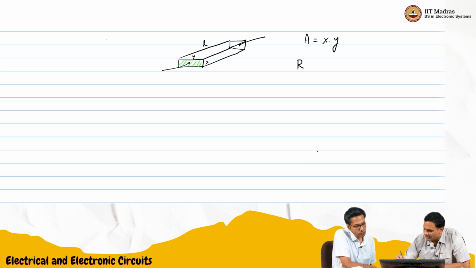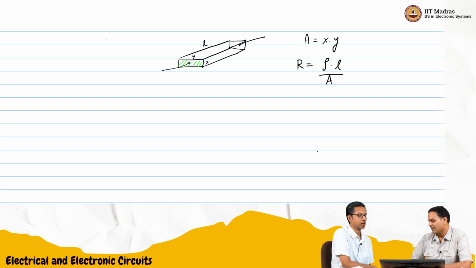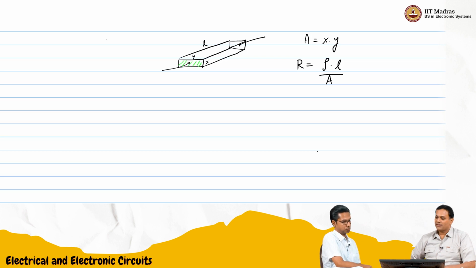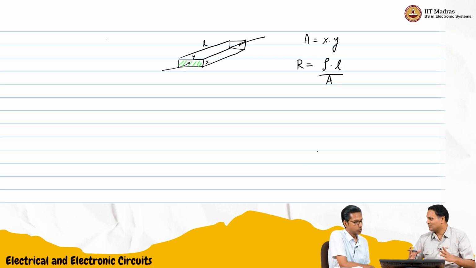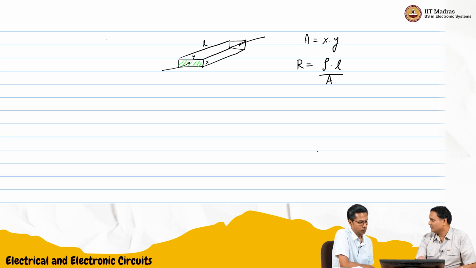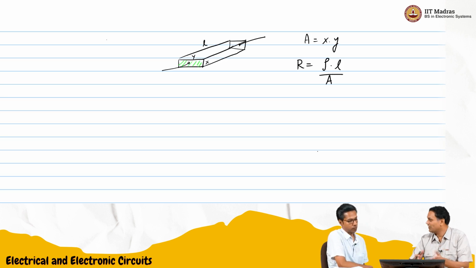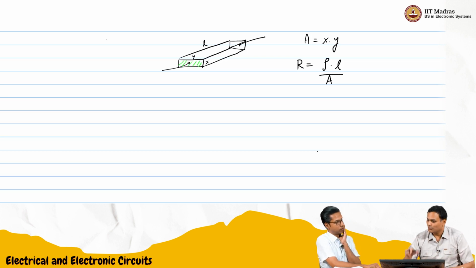So the resistance would just be given by this expression, rho L by A. Rho is the resistivity, L is the length. Of course it makes sense, no? If you use a longer wire, you will have more resistance. And if the cross sectional area is larger, the current will distribute over a larger area, so it will be easier for the current to flow. That is the basic idea. And rho tells you something about the material. L and A are properties of the dimensions, but rho is a property of the material.